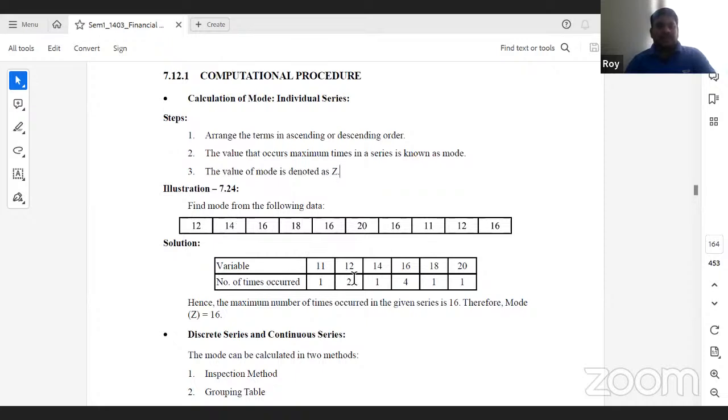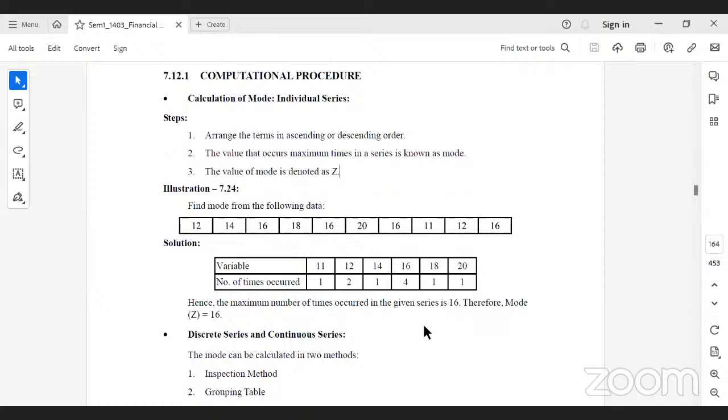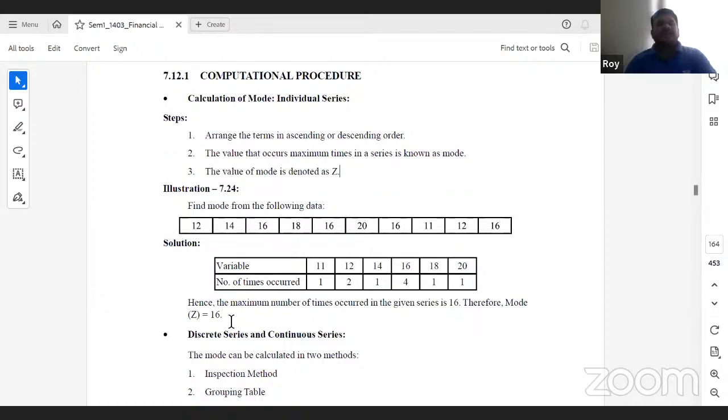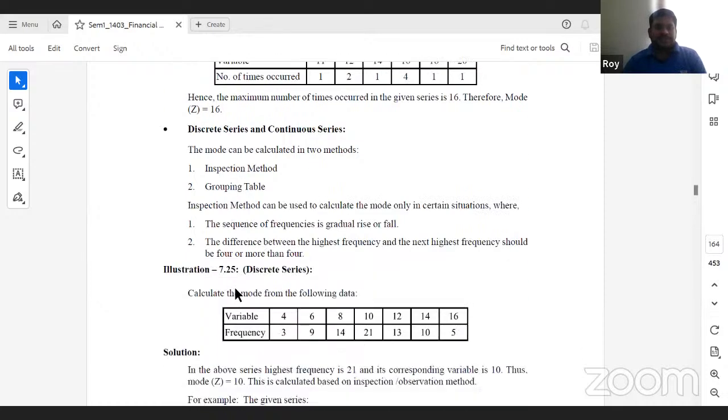In this solution, the variable values are 11, 12, 14, 16, 18, 20. 16 is the answer. Hence the maximum number of items. 11 is repeated twice. 12 is repeated 2 times, 14 is repeated once, and 16 is repeated 4 times. Therefore, the mode is 16, not the 4, the value. See, we are observing this even in the normal series, even in the median also, we are identifying this. That is the 12th item. 12 is not the answer. The number which is in that 12th position is the answer that we need to understand. Okay.